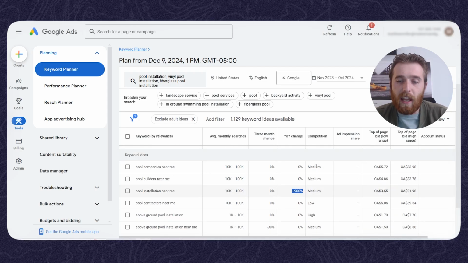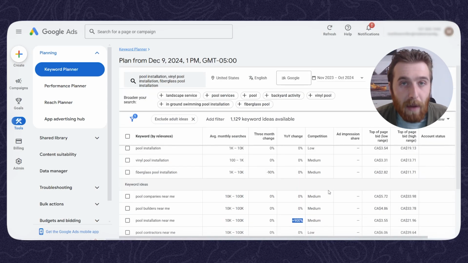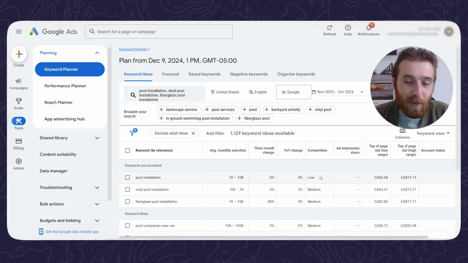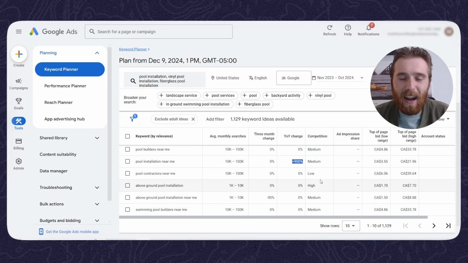Competition is a good indicator of how many people are actually bidding on these keywords, what you can expect in terms of the number of competitors bidding on them, and whether or not that keyword is going to be very expensive. This is sometimes very accurate and other times completely inaccurate. Google does a good job of ballparking it. Sometimes it'll say it's low and it's medium. Sometimes it'll say it's medium and it's realistically low.